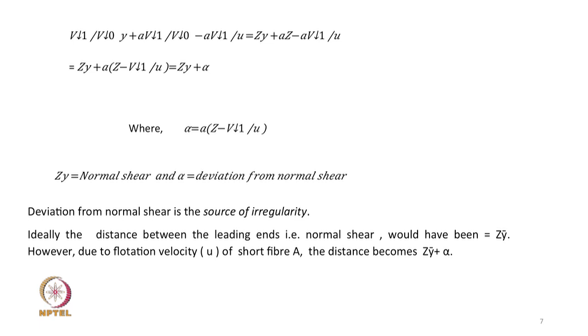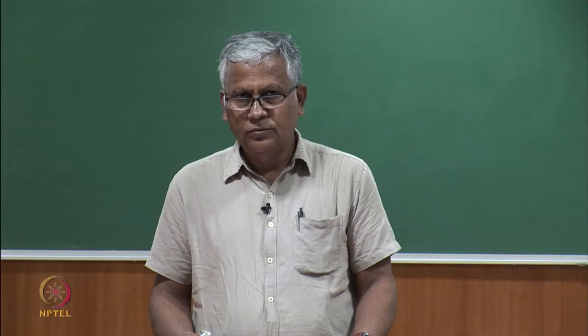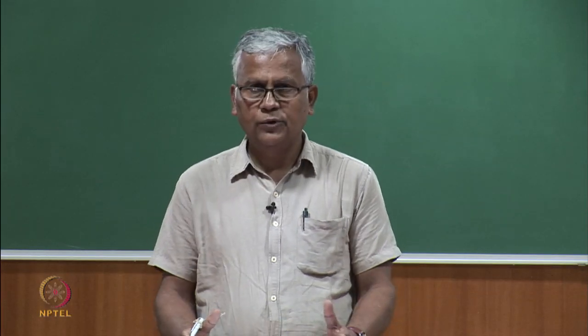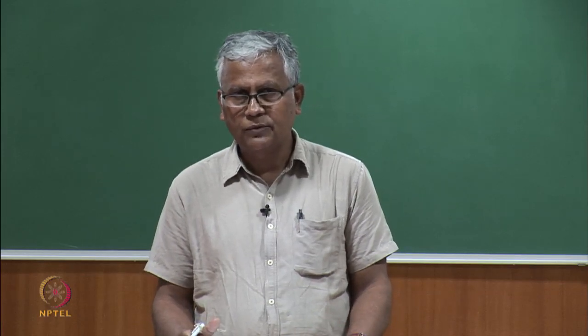Ideally, the distance between the leading ends, that is the normal shear, would have been z y bar. However, due to floating velocity of short fiber A, the distance becomes z y bar plus alpha. So, alpha indicates an irregularity in the placement of fibers in the sliver after drafting. Now, how to make alpha 0? If we can make alpha 0, then we cannot expect any irregularity in the drafted product.